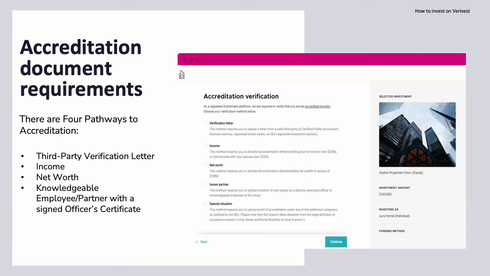Investors making an investment through Verivest need to provide proof of accreditation in order for the accreditation status of their investment account to be updated to verified. The types of documents that can be accepted for proof of accreditation are a third-party verification letter dated within the last 90 days and signed by a licensed CPA, attorney, or a registered broker, dealer, or investment advisor.